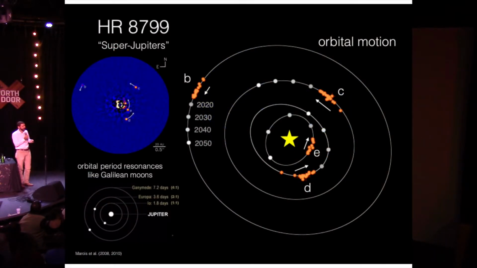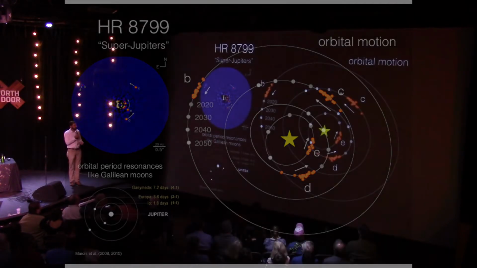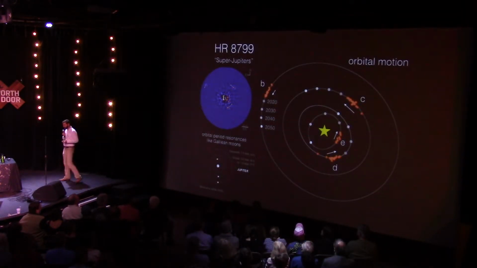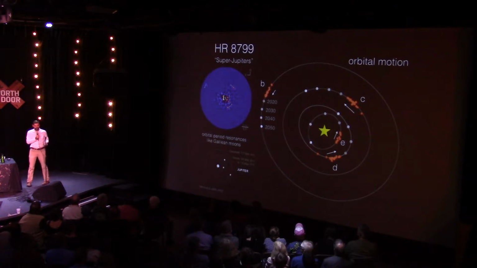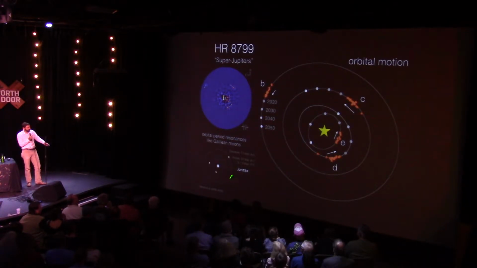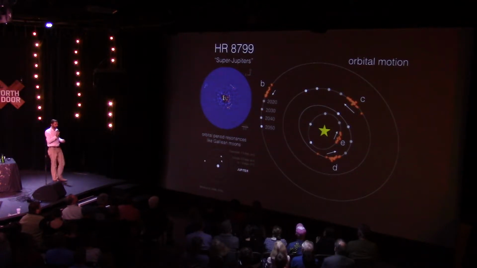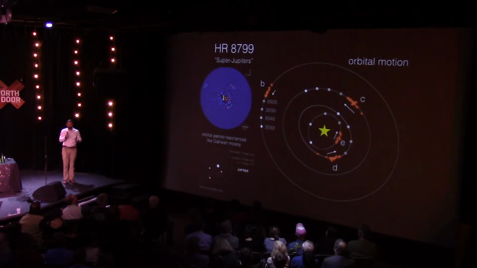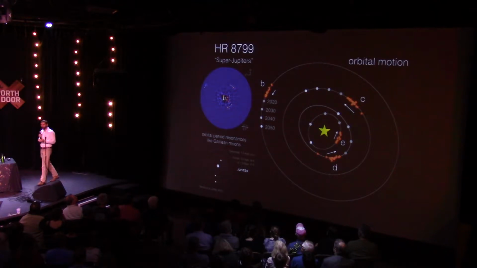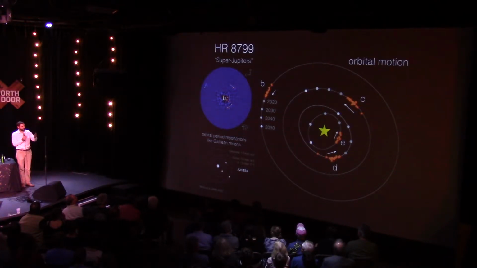So every time planet E goes around once, planet D goes around twice, planet C goes around 4 times, and planet B goes around 8 times. And so these are 1 to 2 to 4 to 8 mean motion resonances. And we see the same thing with the moons of Jupiter. 3 of the moons of Jupiter undergo these same 1 to 2 to 4 resonances. This is a result of long-term dynamical evolution of these planets.